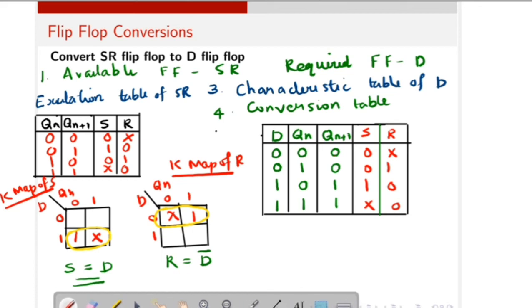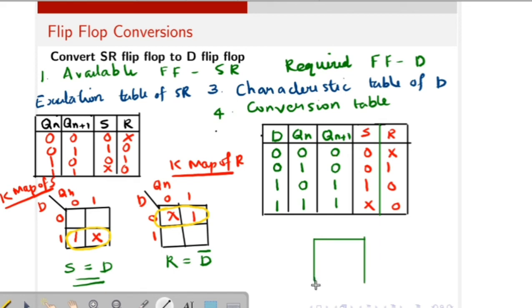So next we can draw the circuit of this D flip-flop using SR flip-flop, right? So here is the SR flip-flop with the two outputs Q and Q bar and two inputs S and R and a clock signal, right? So this is S, R, Q and Q bar. So here we have the D input. So S is equal to D itself. Okay, S is equal to D itself.